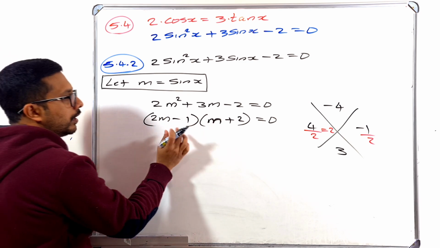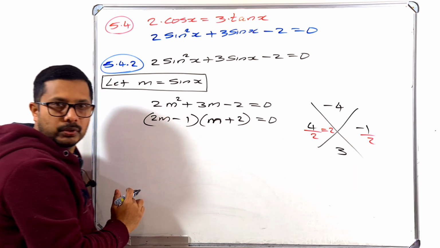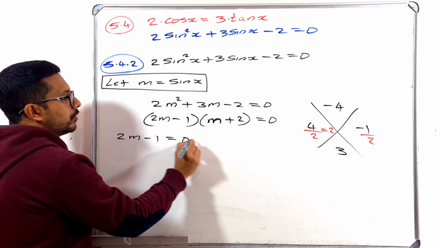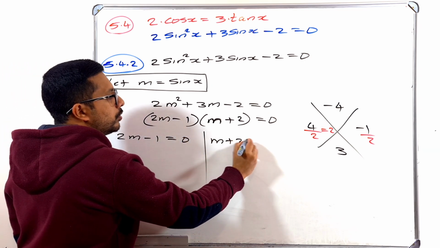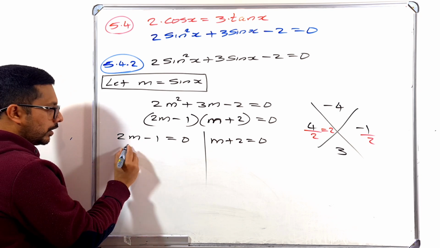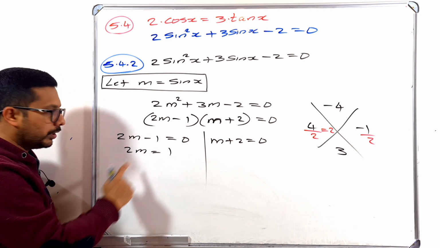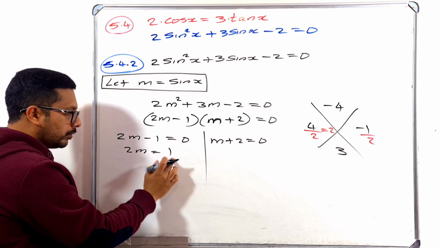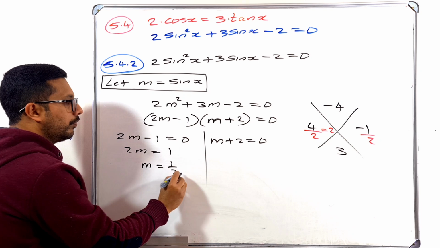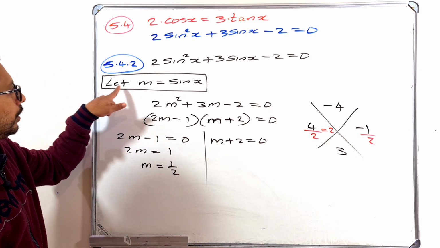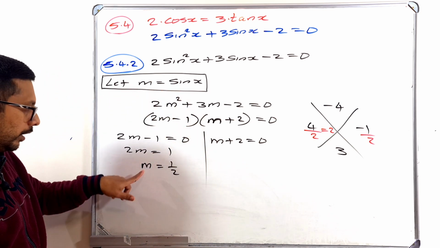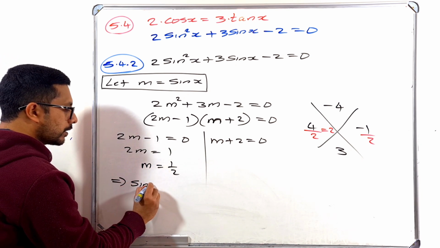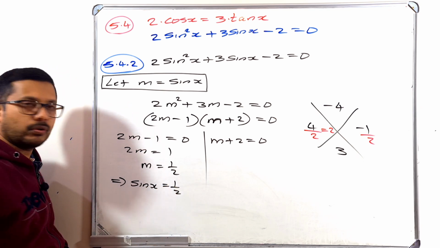So from here, either this one is equal to 0 or this one is equal to 0. First we can take 2m minus 1 is equal to 0, or m plus 2 is equal to 0. From here, 2m is equal to, taking this minus 1 to the other side, positive 1. Divide both sides by 2, or take this 2 to the denominator. So m is 1 over 2. Actually, what is our m? We call m as sin x. So this m is sin x. So what can we say? It implies that sin x is equal to positive 1 over 2.